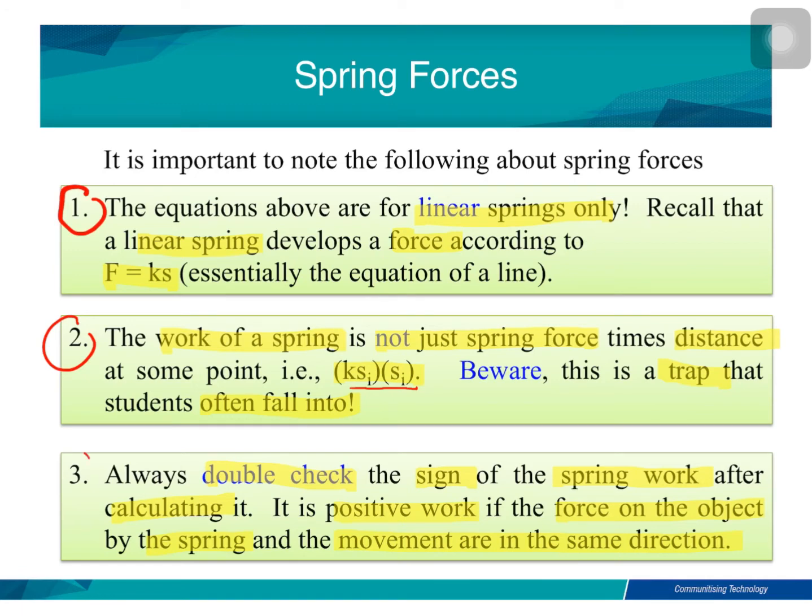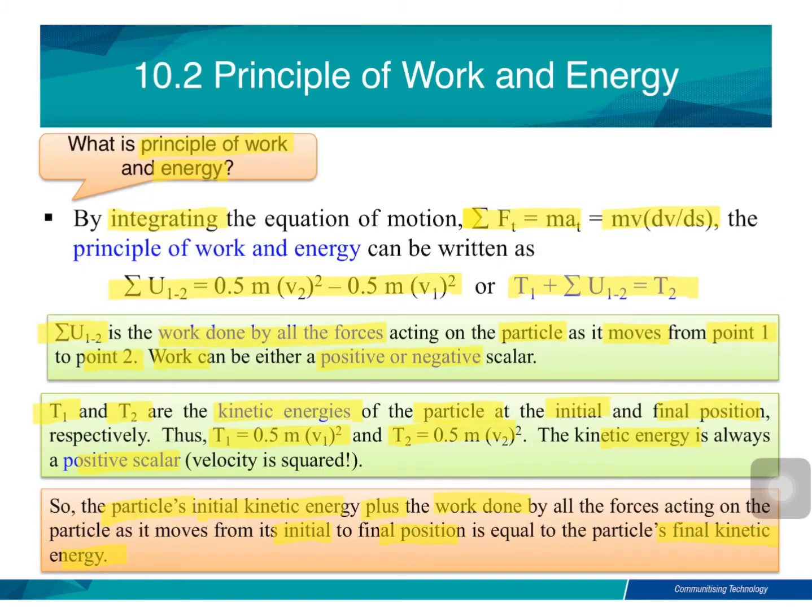And then the third one, always double check the sign of the spring work after calculating, because the spring work becomes positive if the force on the object by the spring and the movement are in the same direction. Next, the principle of work and energy. What is the principle of work and energy? It comes from integrating the equations of motion: summation Ft equal to mat, with at equal to mv dv/ds. So the principle of work and energy can be written as: the work done is equal to the total energy.